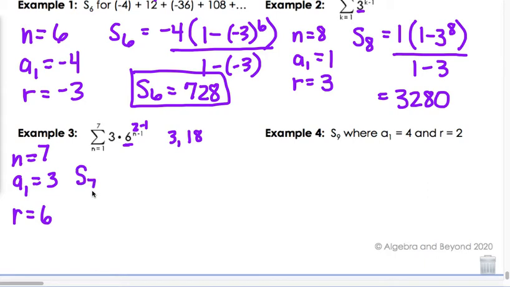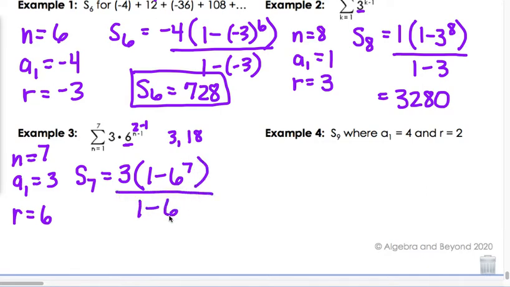So S sub 7, substitute everything in, divided by, and we calculate, and this is a large number this time, in a decimal, we have 167,961.6 as our sum. All right, one more example.